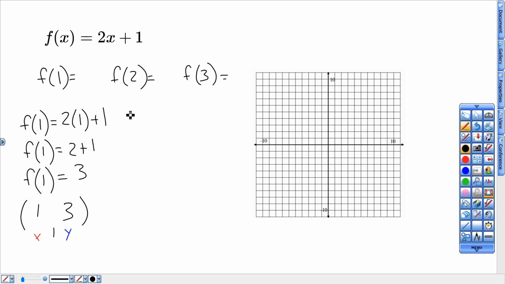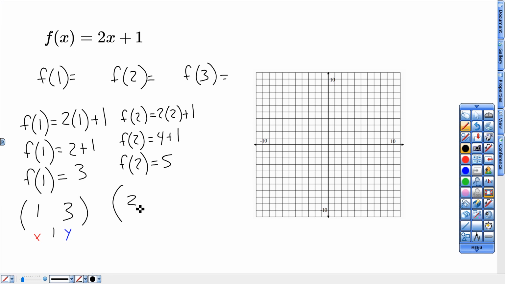Plug in f of 2. So again, function notation is the same kind of math, but we're just showing it a little bit different way. That gives me the function of 2 is 5, or when I plugged in x is 2, y is 5. Do one more. Plug in f of 3. Gives me 2 times 3 plus 1. Gives me the function at 3, or when I plug in x is 3, y gets spit out as 7.